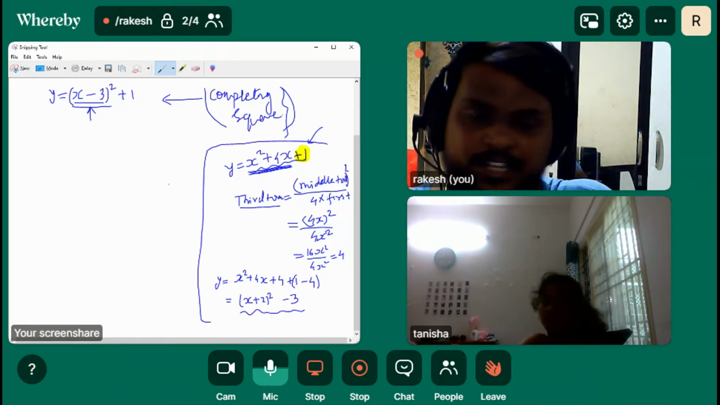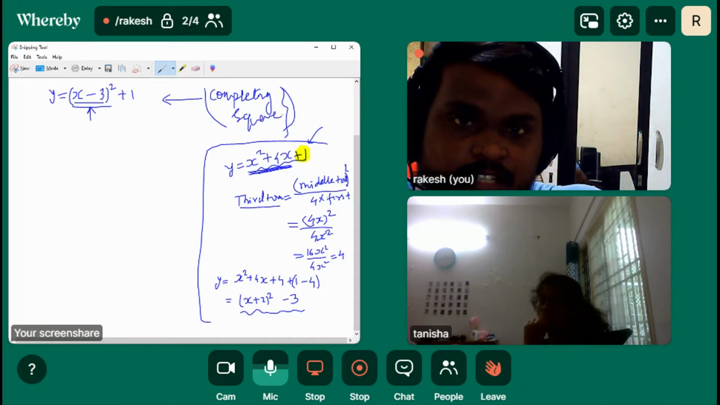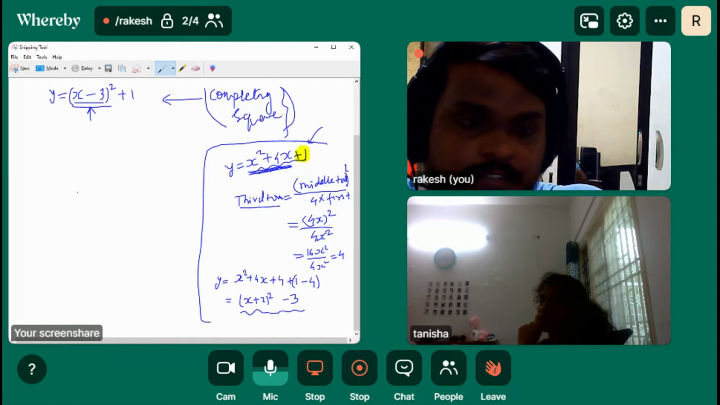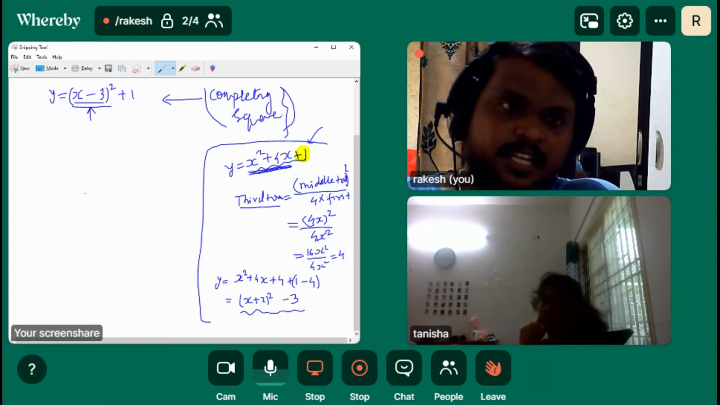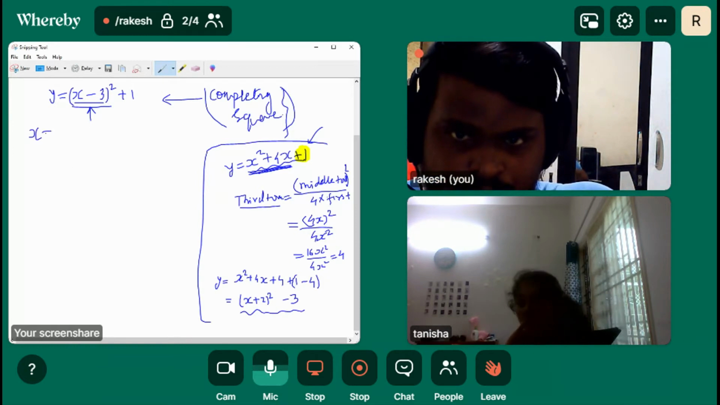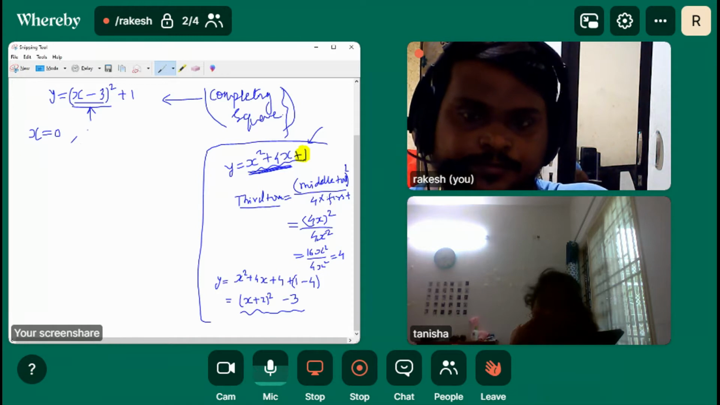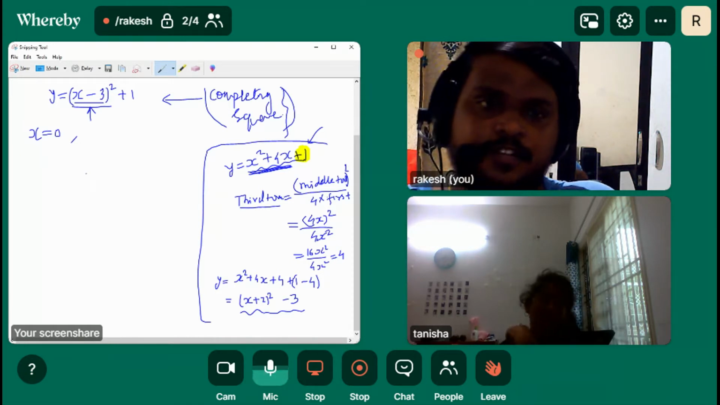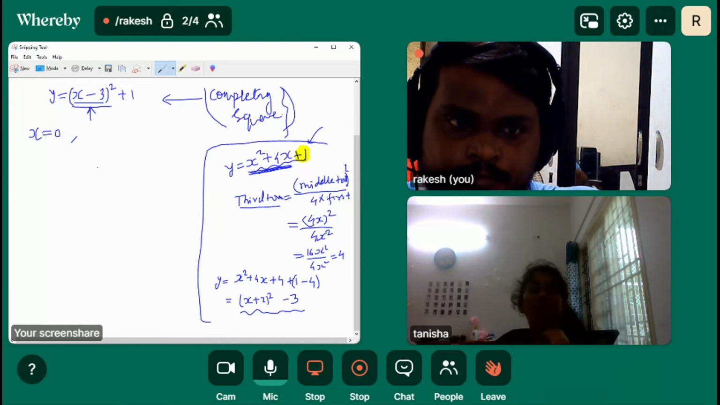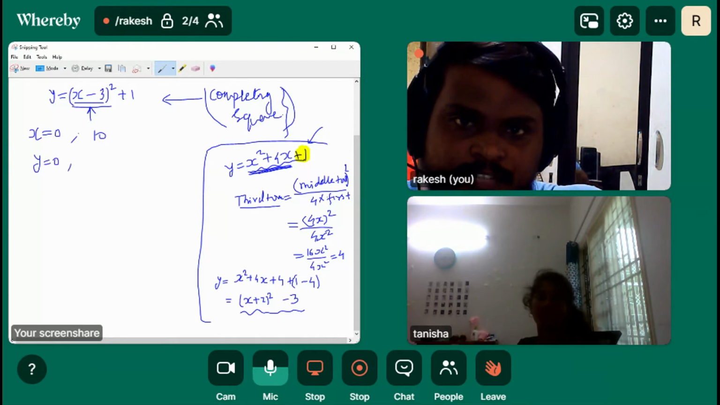We can discuss the graphing technique with this method also. If you have y is equal to (x minus 3) the whole square plus 1, we can find the x and y intercepts. When you plug x is equal to 0, what is the y value? 9 plus 1 will be 10. And when we plug y is equal to 0, what is the x value?